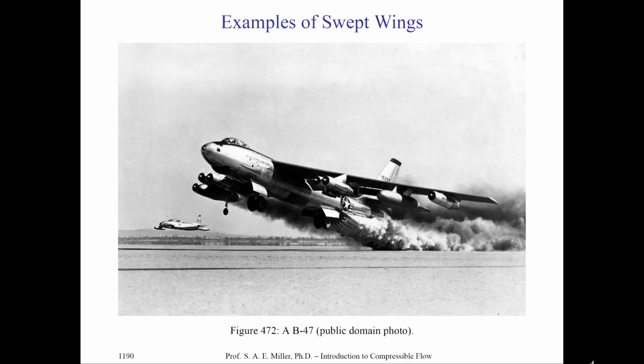Here's one particular example of a swept wing of many, and this is the B-47 on takeoff. It has a rocket-assisted takeoff, and you can see, of course, the wing is not just coming straight out of the fuselage. In fact, a swept wing is described as one that maybe sweeps back as you go in the streamwise direction. So you can see the sweep of the wing from the side of the aircraft.